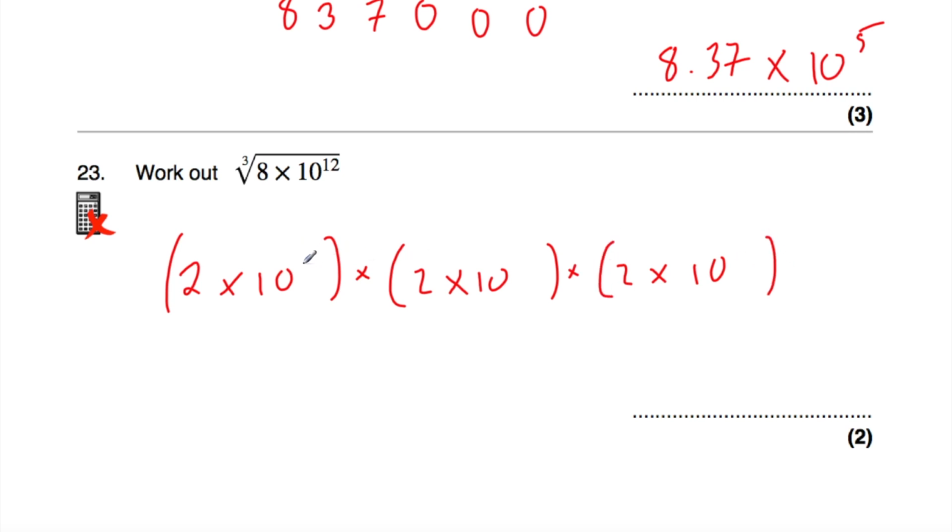And remember, whenever you're multiplying things with the same base, you're adding the powers. So this number plus this number plus this number will have to equal 12. And it's the same number. So if you do 12 divided by 3, that's equal to 4. So it'll be to the power 4, to the power 4, and to the power 4. So the cube root of 8 times 10 to the power 12 would be 2 times 10 to the power 4. And that's it. Okay, let's look at our next question, question number 24.